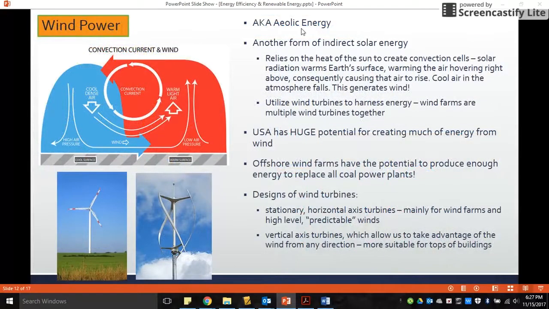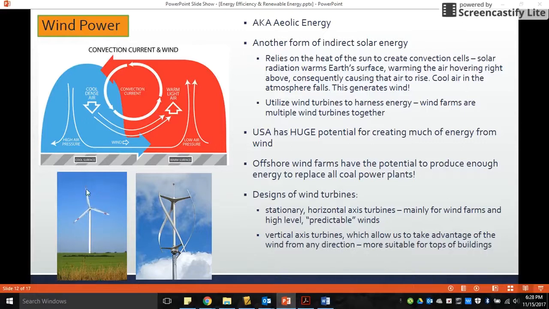Wind power is also called aeolic energy. It is another indirect form of solar energy. So we are creating these convection cells so that warm air or the solar radiation is going to heat up a surface. That air is going to rise and then sink and then rise and sink, creating that convection current. We have a huge potential in the United States for the creation of wind energy, but we have not harnessed that potential yet.